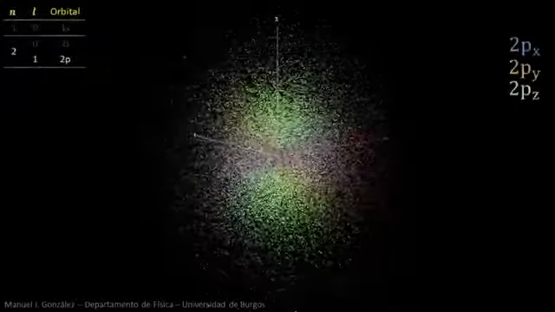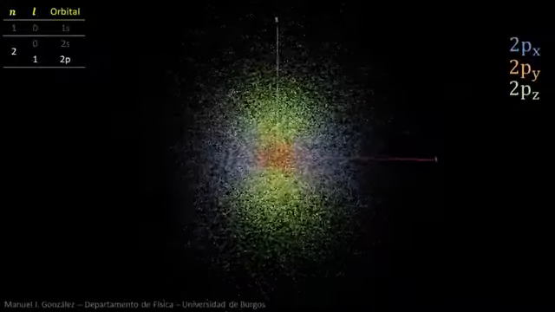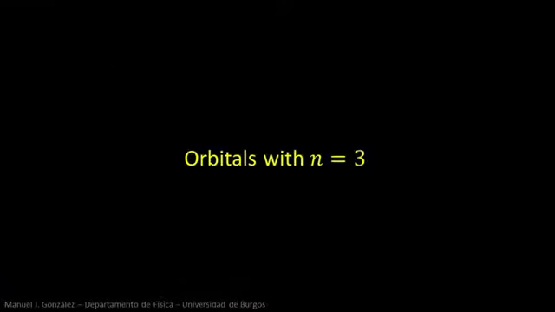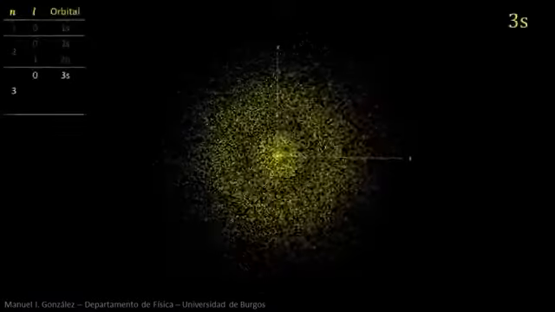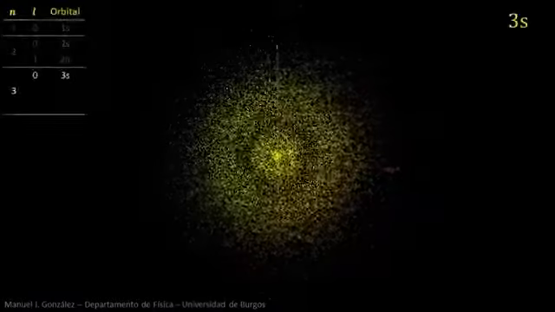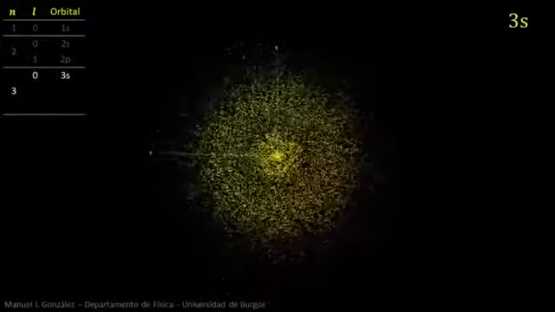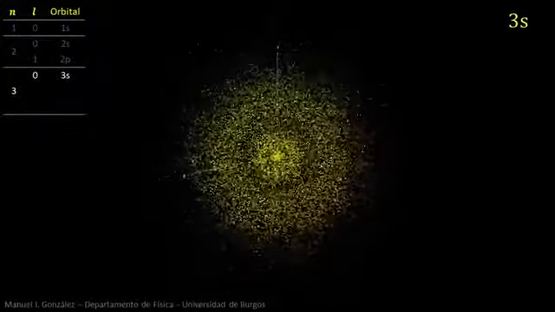If we display all 3 orbitals at the same time, the complete electronic cloud becomes somewhat confusing, but shows a high degree of symmetry. The third energy level allows 3 different L's. Again, 3s orbital corresponds to orbital quantum number 0.